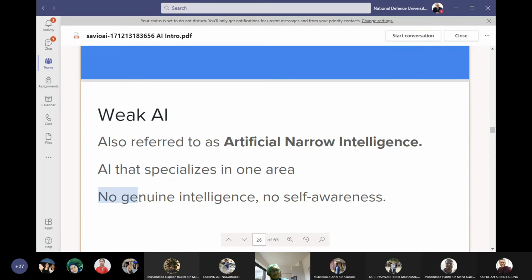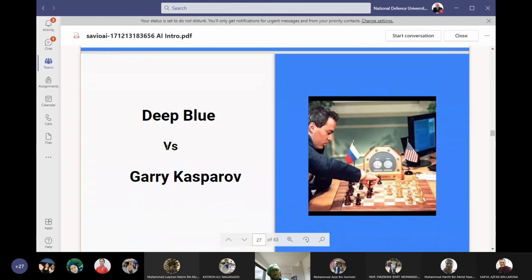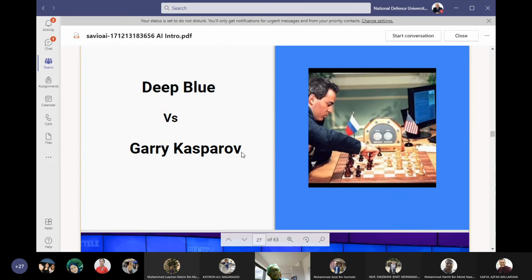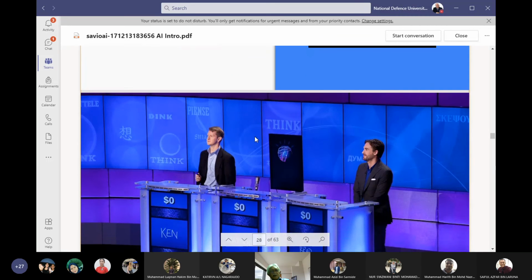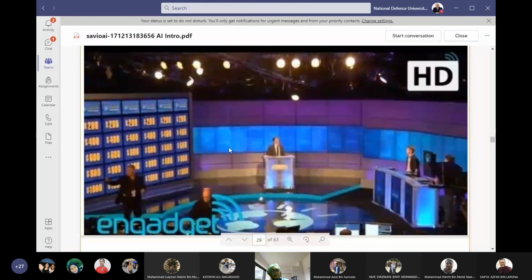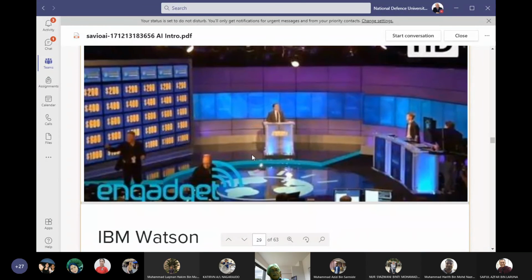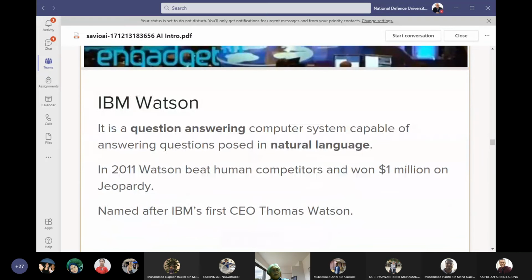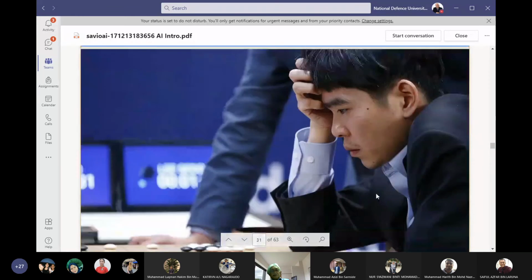Okay. No genuine intelligence or self-awareness. Right now, computers playing games, Deep Blue versus Gary Kasparov. Okay, and Deep Blue defeated Kasparov, a world champion chess player. Watson won a question answering competition. Okay, so Watson, built by IBM, won $1 million in the Jeopardy competition. Okay, there is a demonstration of AI.